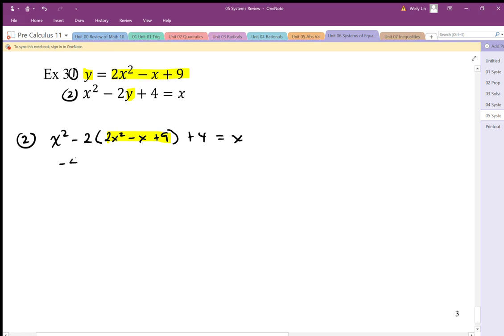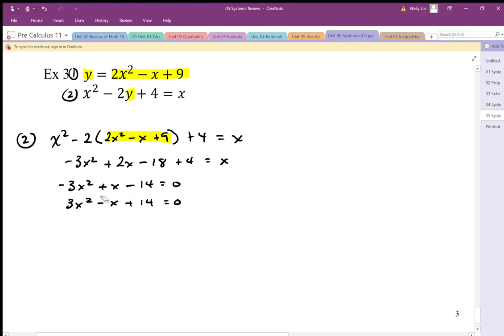Now it looks like 1x squared minus 4x squared is -3x squared. So it is a quadratic equation. Minus -2 times positive is 2x. Negative times positive, -18 plus 4 equals x. Again, combine your like terms. So it looks like I have plus 1x minus 14 equals 0. And I'm just going to divide by the negative, so I have something that looks like this.